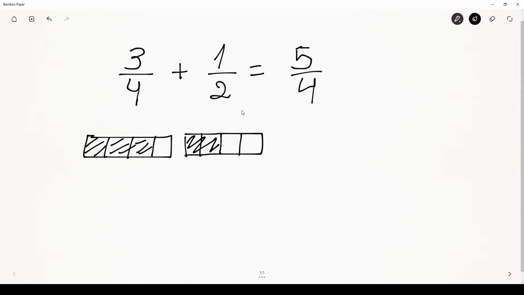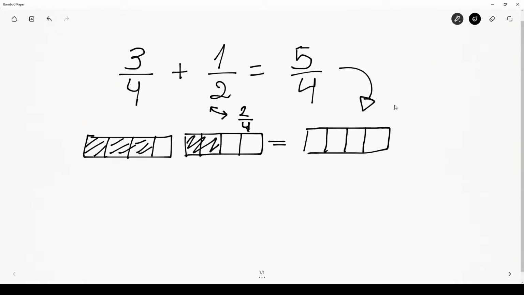This is the same as 2 over 4. They are the same. So this is equal to 5 over 4. Now what is this? What is 5 over 4? We have this piece which is composed by 4 parts, right? So what is 5 over 4?